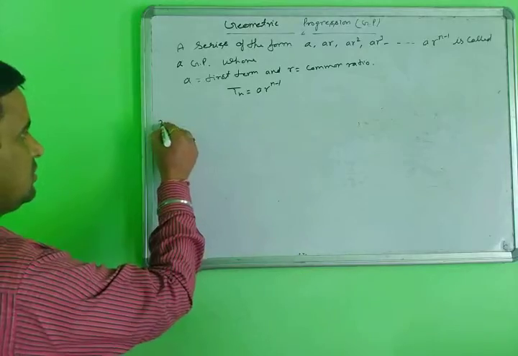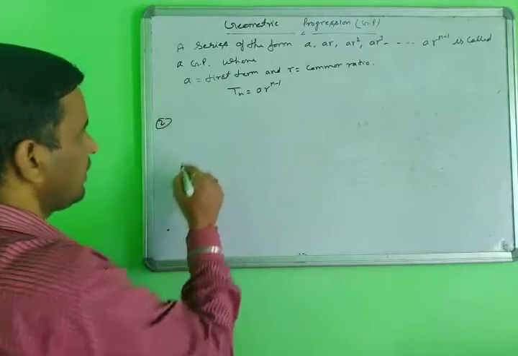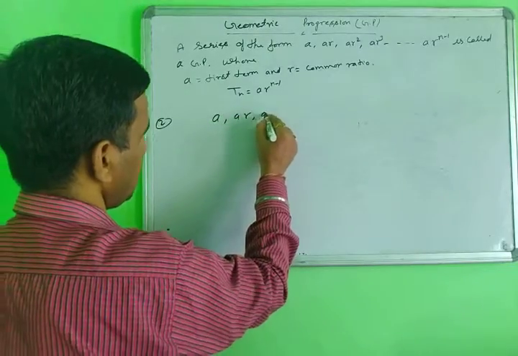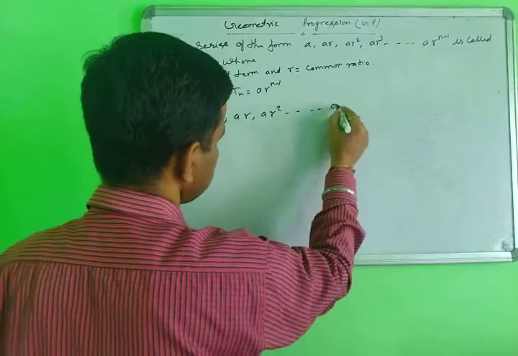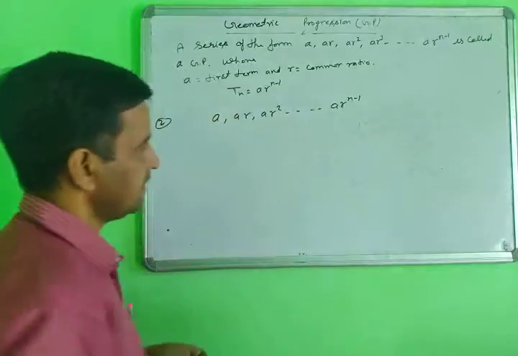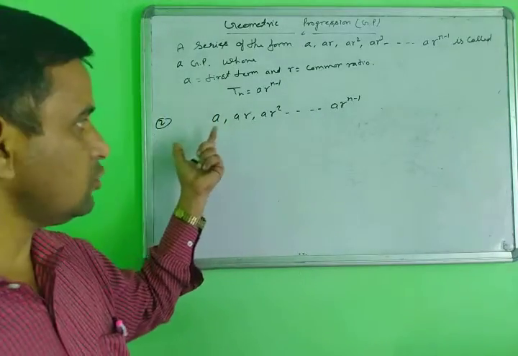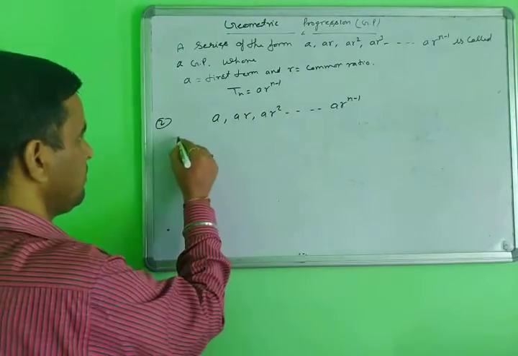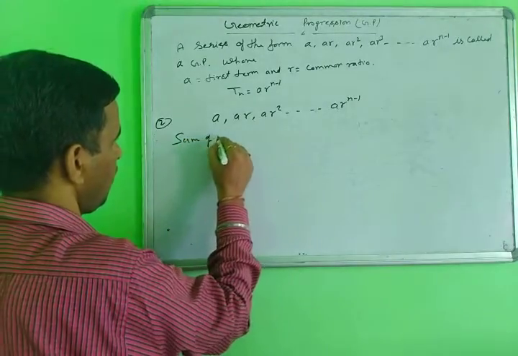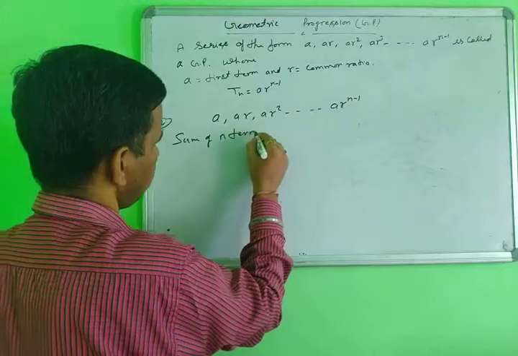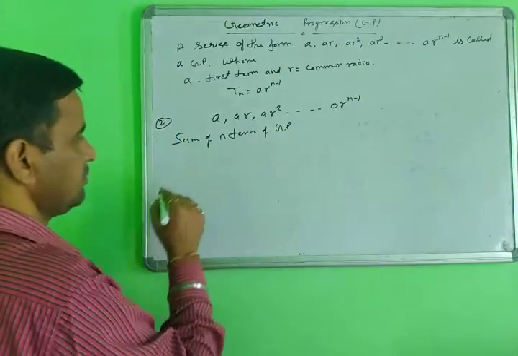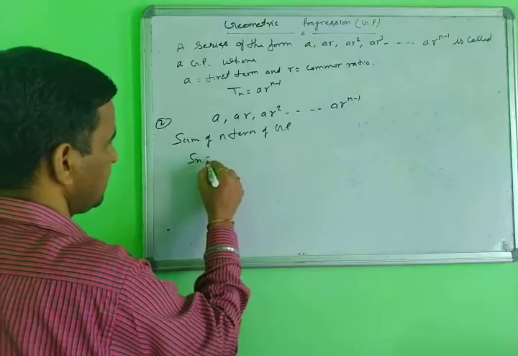Second thing, suppose this is your GP: A, AR, AR square, up to AR n minus 1. This is the general form of the GP. Suppose you require the sum of n terms of the GP. The sum of the n terms of the GP is called Sn.